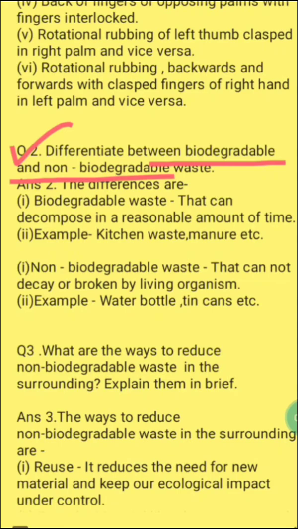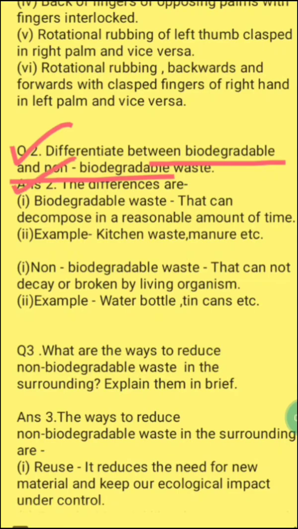As we have already discussed, biodegradable waste can be decomposed by living organisms, by microorganisms. It includes kitchen waste, forestry waste, okay, and manures also. Next, if we talk about non-biodegradable waste, it is the waste that cannot be decayed or broken down by microorganisms. It includes water bottles, tin cans, okay, polythene. These all are non-biodegradable waste. So students, let's see the answer of this question number 2.